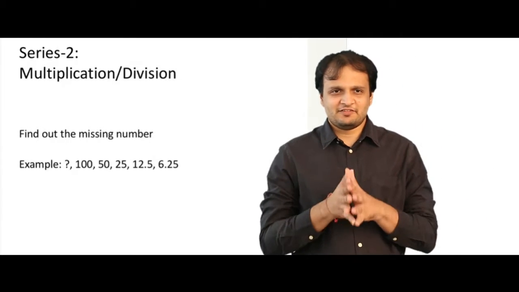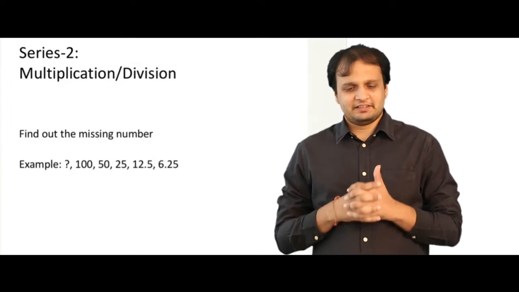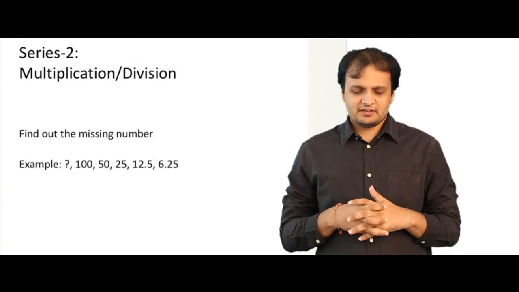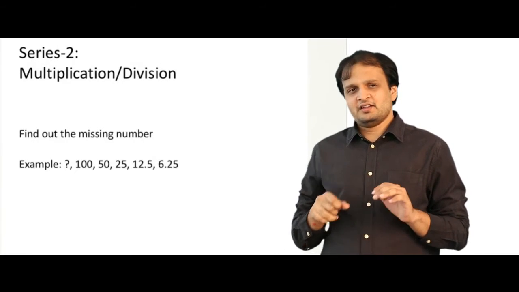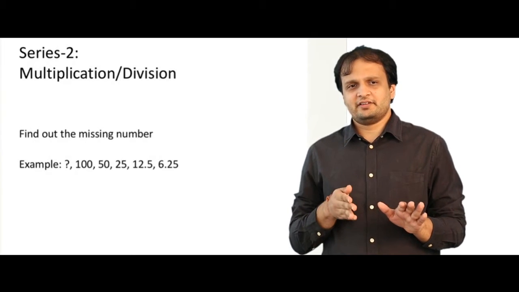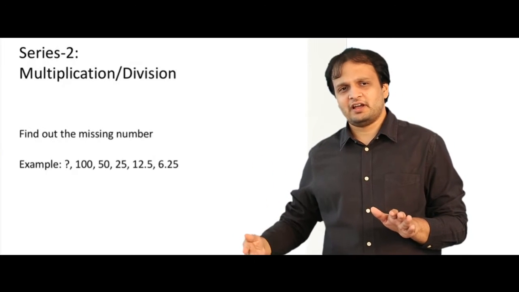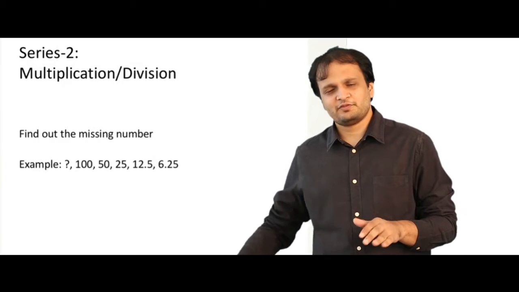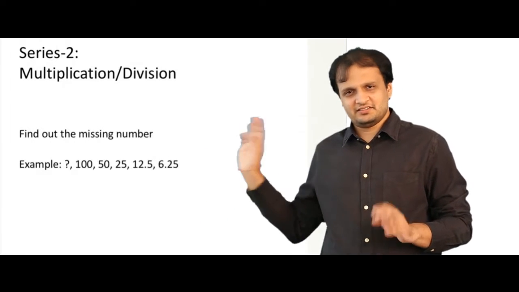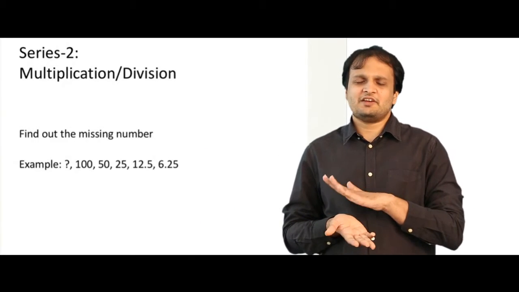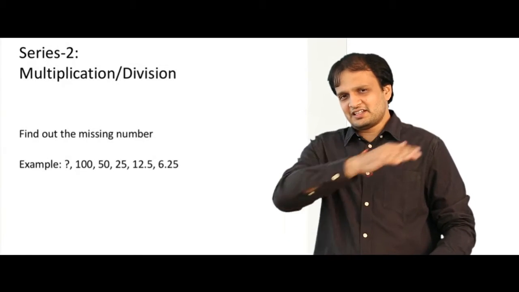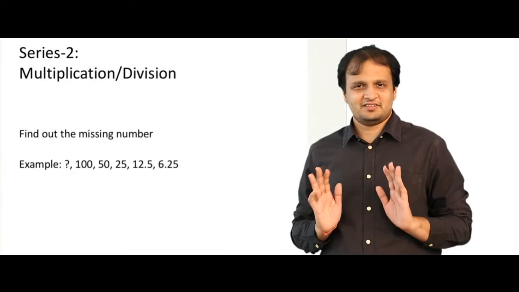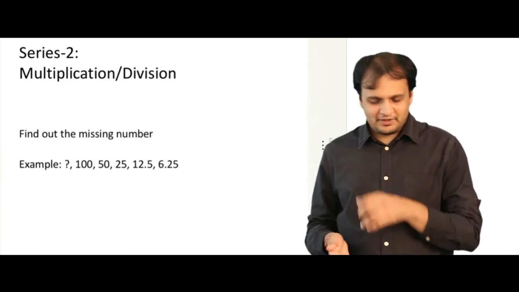Okay, so let's begin with this question. What is happening here? Now if you see, is this an increasing series or a decreasing series? First number is unknown, 100, then 50, then 25, then 12.5, then 6.25. So it is a decreasing series. So it is definitely not an addition series, it is definitely not a multiplication series. When it is decreasing, either it is subtraction or division. That's it. So let's see what is happening here.